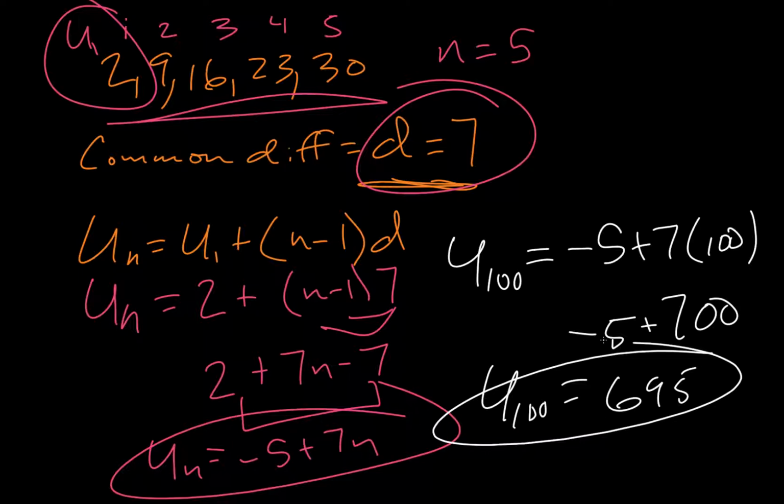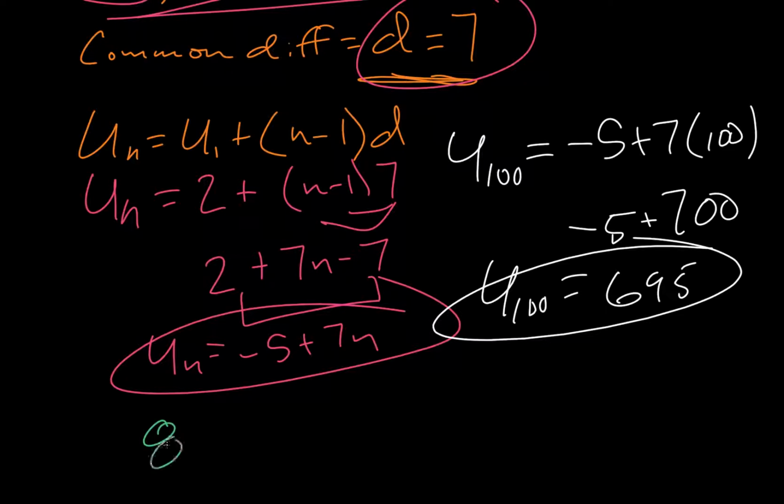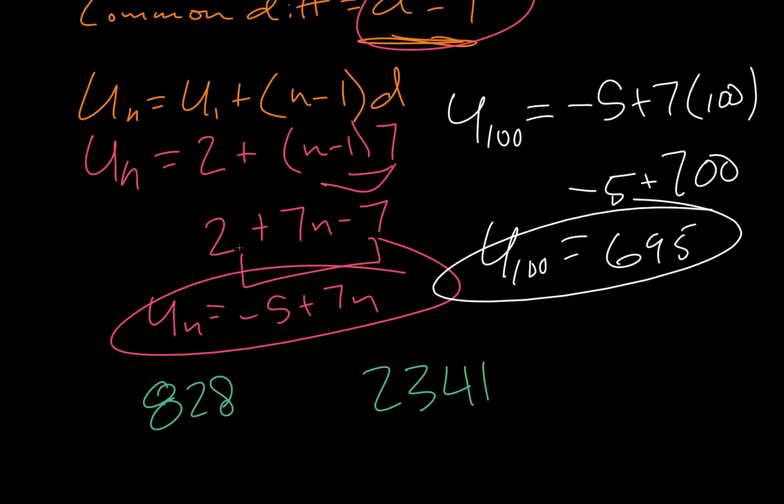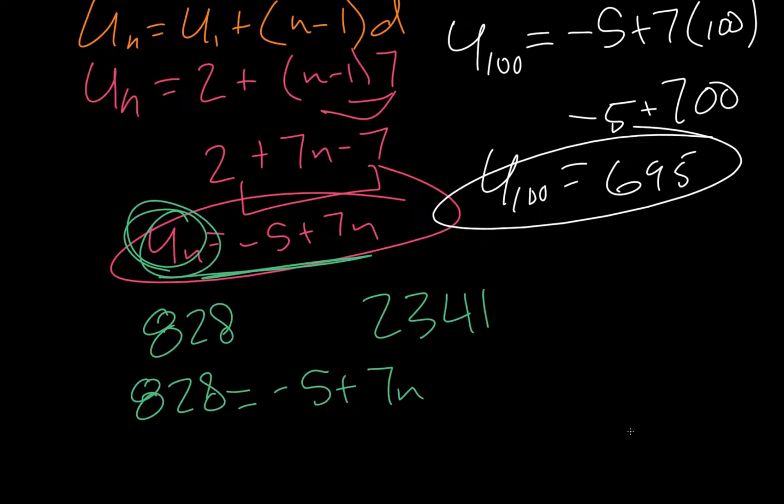Okay. And now we have part D, and it's asking us if either of these numbers are in the sequence. So we have 828, and we also have 2,341. So the way that we do this is we actually use this formula right here, and we plug this in as if it were a term. So we plug it in right here, and then we solve for n. If n is a whole number, then it is a term. If it's not a whole number, then it's not.